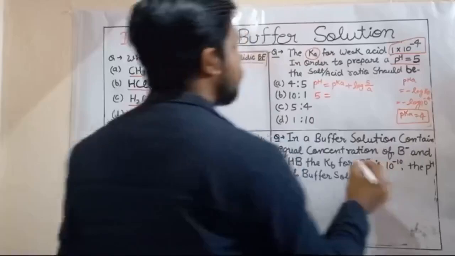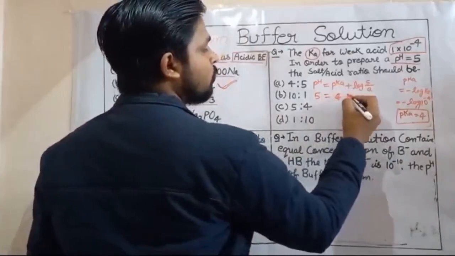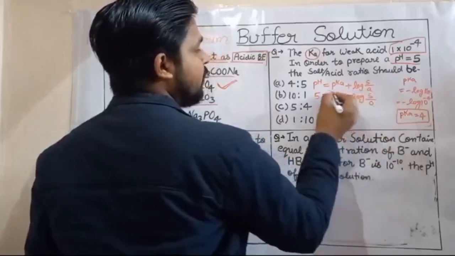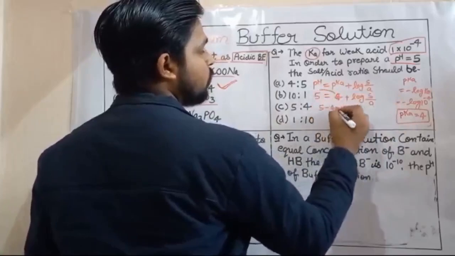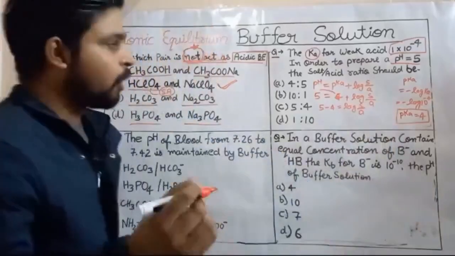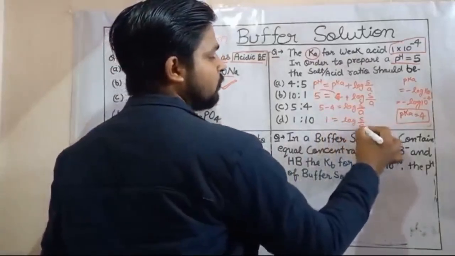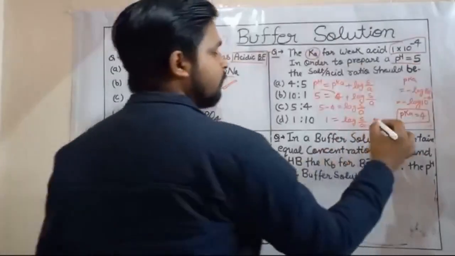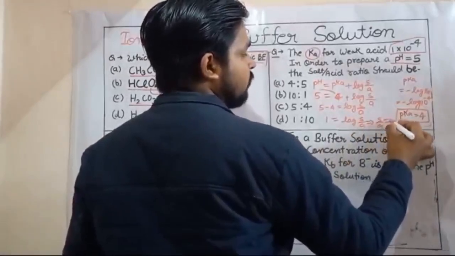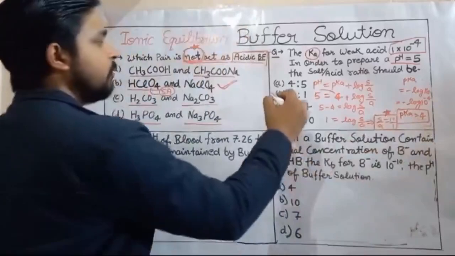pK is equal to 4. So pK we can put here, pK is equal to 4 plus log salt by acid concentration. Then 5 minus 4 is equal to log salt by acid. Okay student, so here 1 is equal to log salt by acid. On taking anti-log, we get salt by acid concentration is equal to 10 by 1. Okay student, so our right option is B.